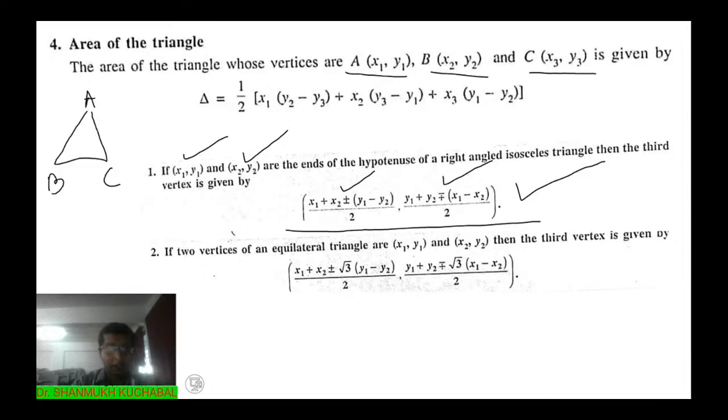Next, if two vertices of an equilateral triangle are (x1, y1) and (x2, y2), then the third vertex is given by this expression. This is the first coordinate (x1, y1), the second coordinate (x2, y2), and the third coordinate of an equilateral triangle is given by this particular expression. It is the same, but here it is 1, and here it is root 3, right? Like this we have to simplify.